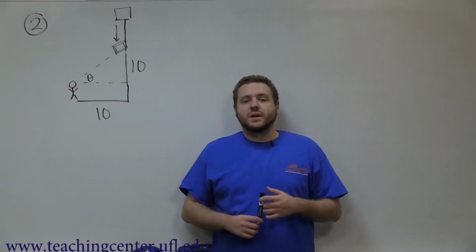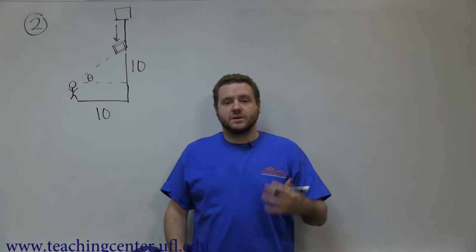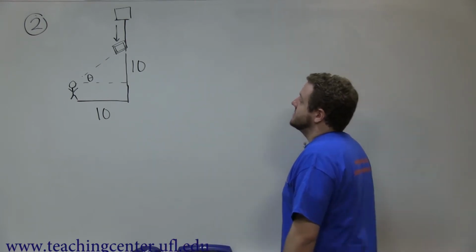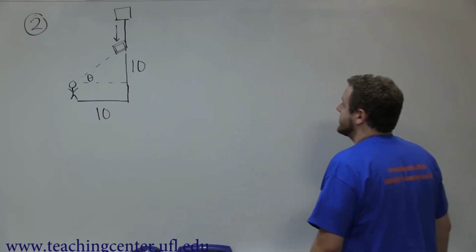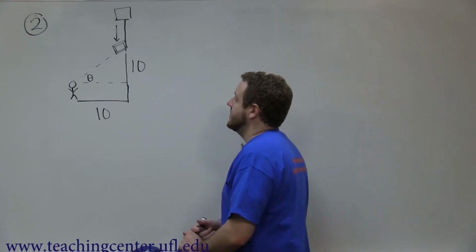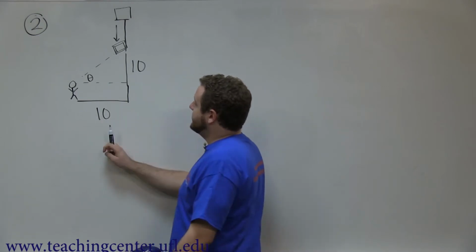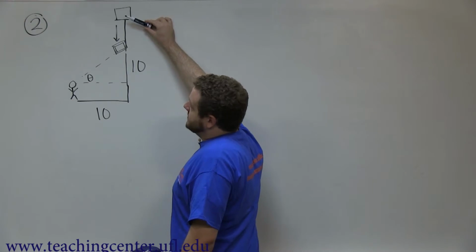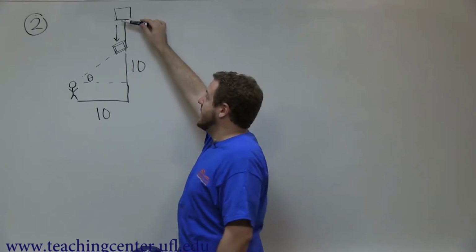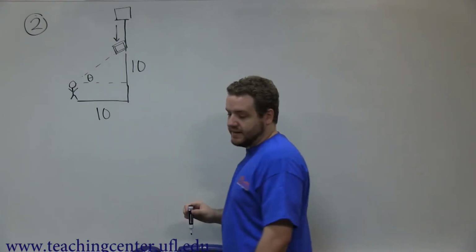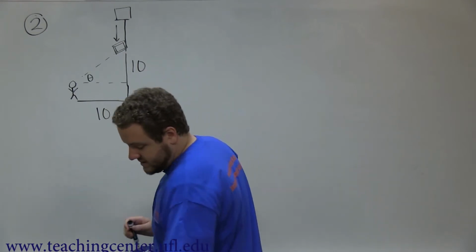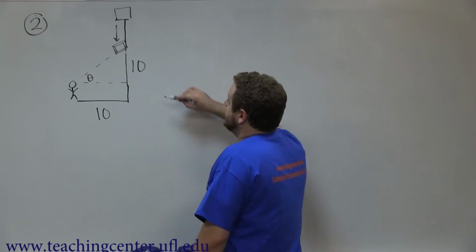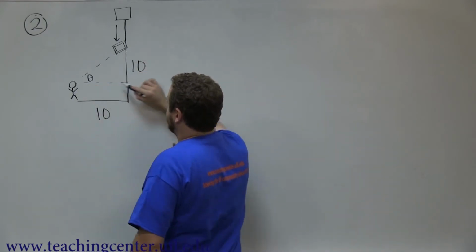In problem number 2, we have another related rates problem, and this one's kind of a creative situation where we have a guy looking at stuff that's falling out of a window, and he's looking at his TV. The guy is standing 10 feet away from the building. The window that the TV is being dropped out of is 20 feet high, but this problem asks us to evaluate this once the TV is halfway down. So the TV is 10 feet up from his eye level.